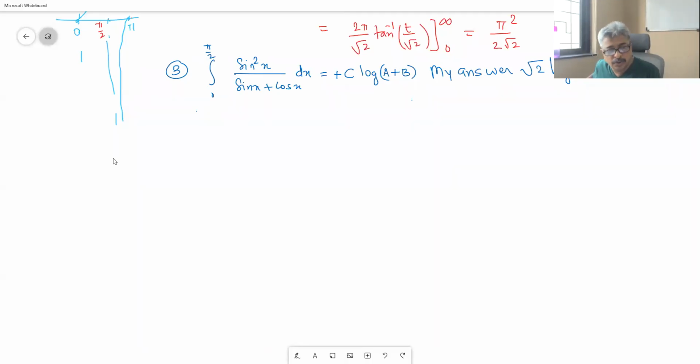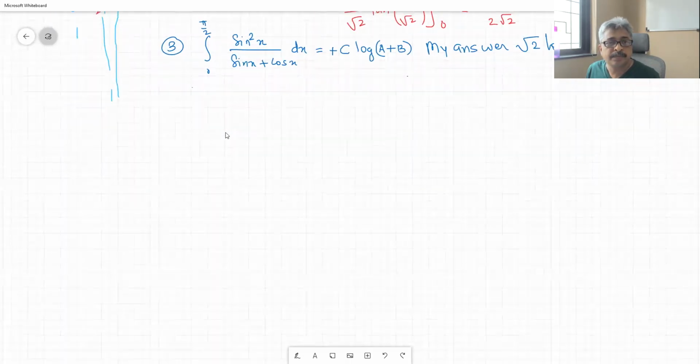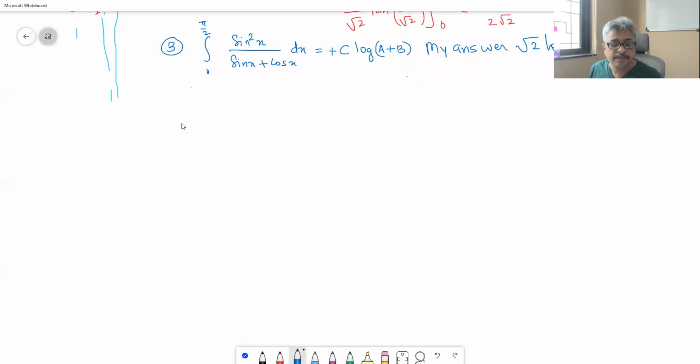The first part of the solution is to substitute pi by 2 minus x. And the moment we do that, this is I. We get sine square of pi by 2 minus x is cos square. So this is 0 to pi by 2, sine square plus cos square becomes 1, dx upon sine x plus cos x. I hope everybody has understood this step.